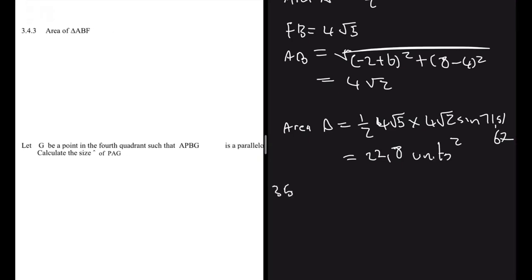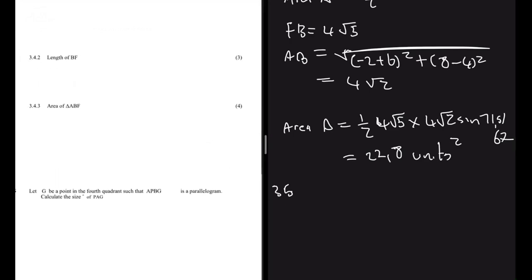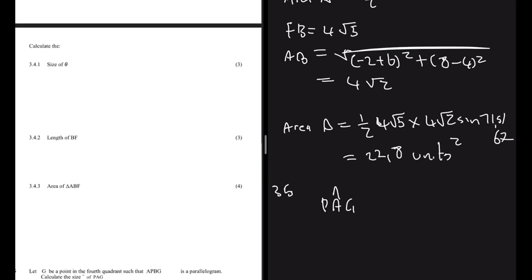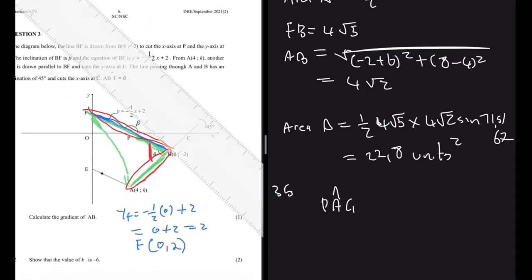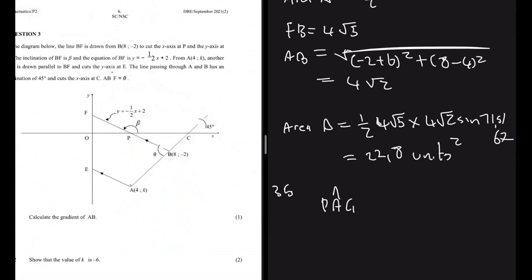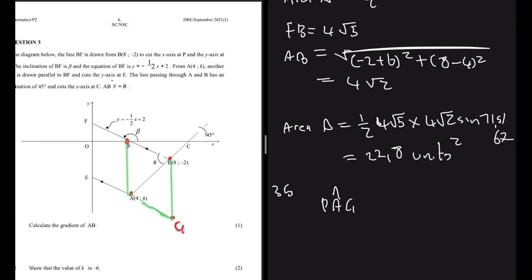3.5 says let G be a point in the fourth quadrant such that APBG is a parallelogram. Calculate the size of angle PAG. So we are interested in angle PAG if we have coordinate G on the fourth quadrant such that APBG is a parallelogram. So let's see how we can do that. We have A, P, B, and we need G such that APBG is a parallelogram, right? So if G is somewhere here, then we get our parallelogram.